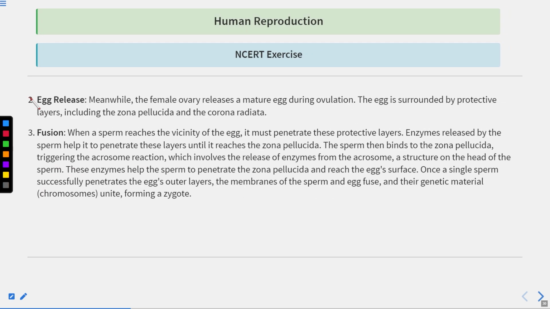Okay. Next step is the egg release. So what happens? The female ovary releases a mature egg during ovulation. The egg is surrounded by protective layers, including the zona pellucida and corona radiata. And the third layer is the plasma membrane.